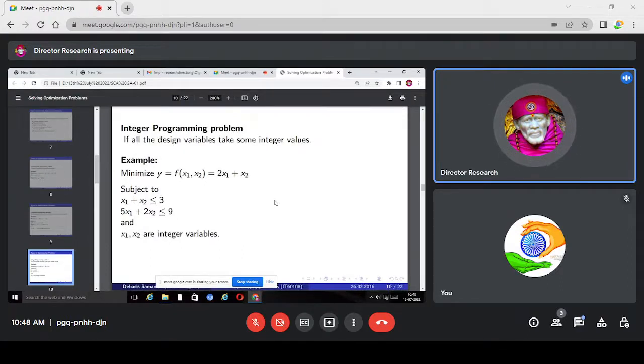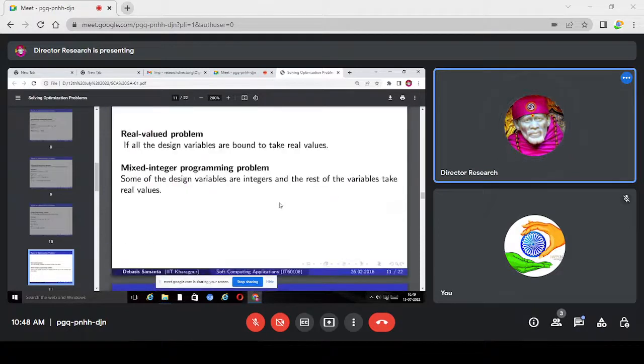If all the design variables take integer values, just observe these integer values here: x1, x2 are the integer variables. Real valued problem: all design variables are bound to take real values. Mixed integer programming problem: some of the design variables are integers and the rest of the variables take real values.